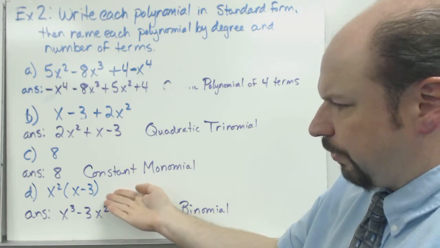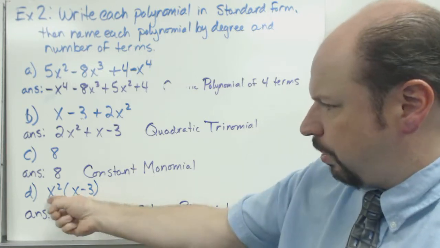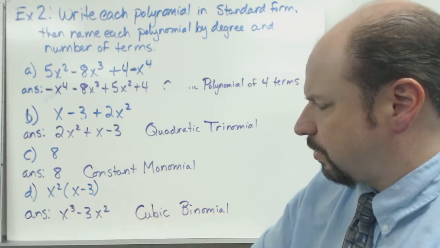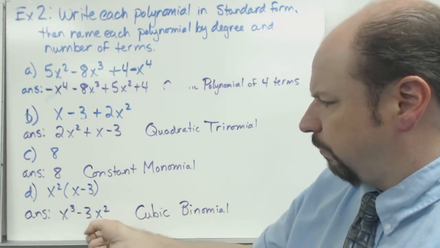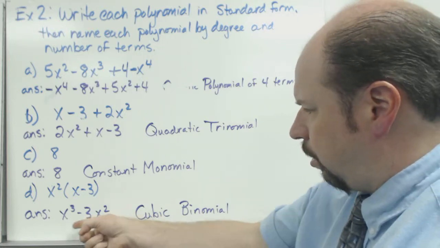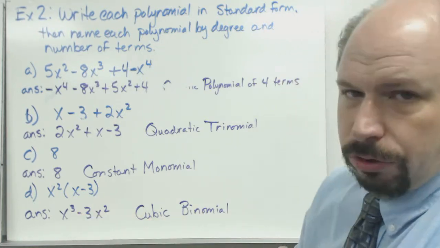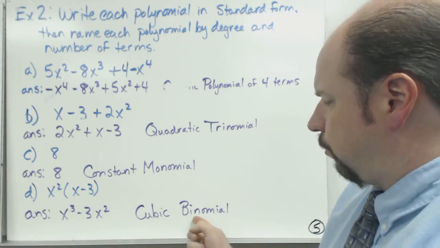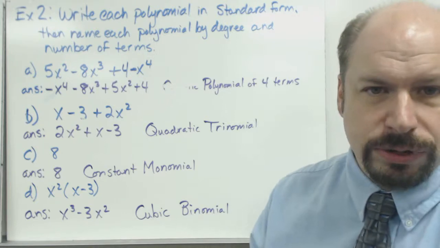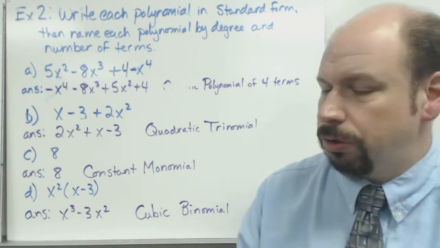And here, this one's a little different. We have to do a little work first. Distribute the x squared, so we have x squared times x is x cubed. X squared times negative 3 is minus 3x squared. And so that is a cubic because it's third power, and there are 2 terms, so it's a binomial, cubic binomial.